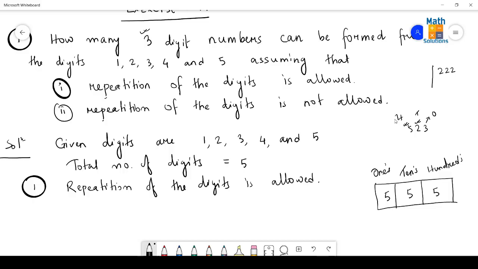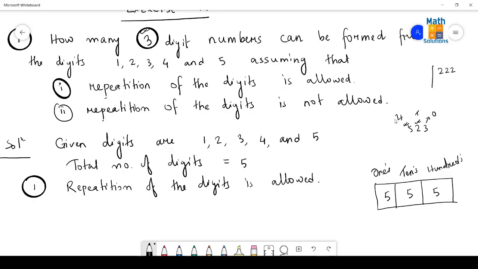Now, the most important thing to be noticed here is what? We cannot ignore any one of these three positions. Means ones place is also needed, tens place is also needed, and hundreds place is also needed for framing this 3-digit number. Yes or no? Therefore, of course, fundamental principle of counting we have to apply here, but which part? Fundamental principle of multiplication or fundamental principle of addition? Which one we have to use here?